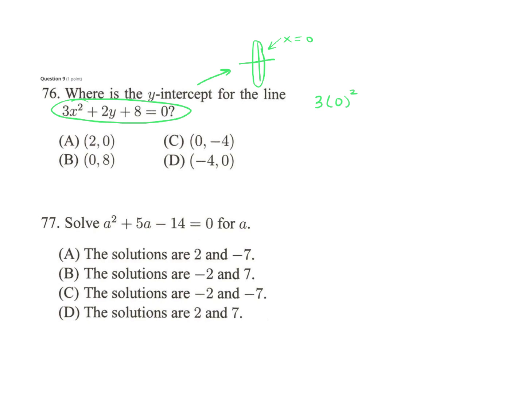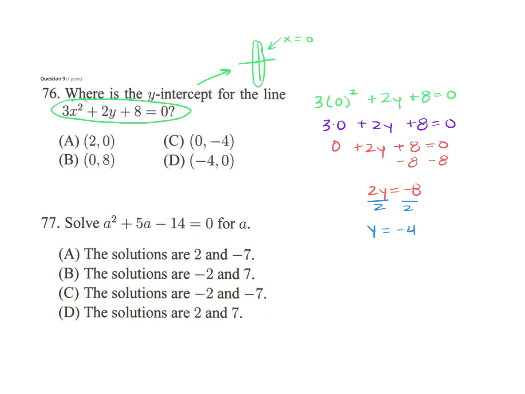So that's 3 times 0 squared plus 2y plus 8 equals 0. Well, 0 squared is 0, so I have 3 times 0 plus 2y plus 8 equals 0. And 3 times 0 is still 0, so I get 0 plus 2y plus 8 is equal to 0. I'm going to subtract 8 from both sides. 2y is equal to -8. And if I divide by 2, I get my y-intercept of -4. Okay, x is 0, y is -4, so make sure that 0 comes first. And I have option C.